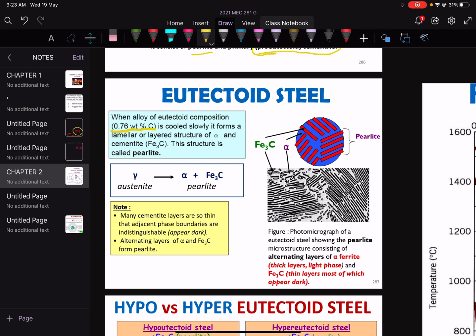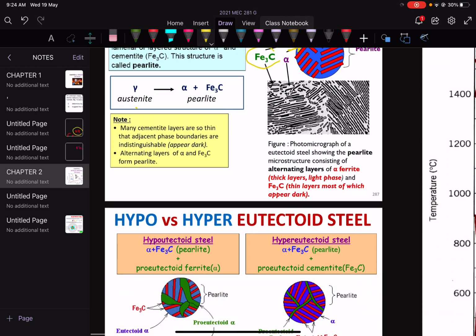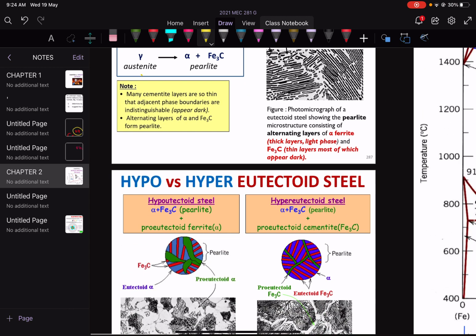So these are the structures of the eutectoid steel, which is at 0.76 weight% of carbon. The austenite will become pearlite, and the microstructure will be in alternating layers, where pearlite, remember, is alpha plus cementite. So the blue one will be alpha, and it will be in alternating layers of cementite. So how about the microstructure for hypo and hyper?